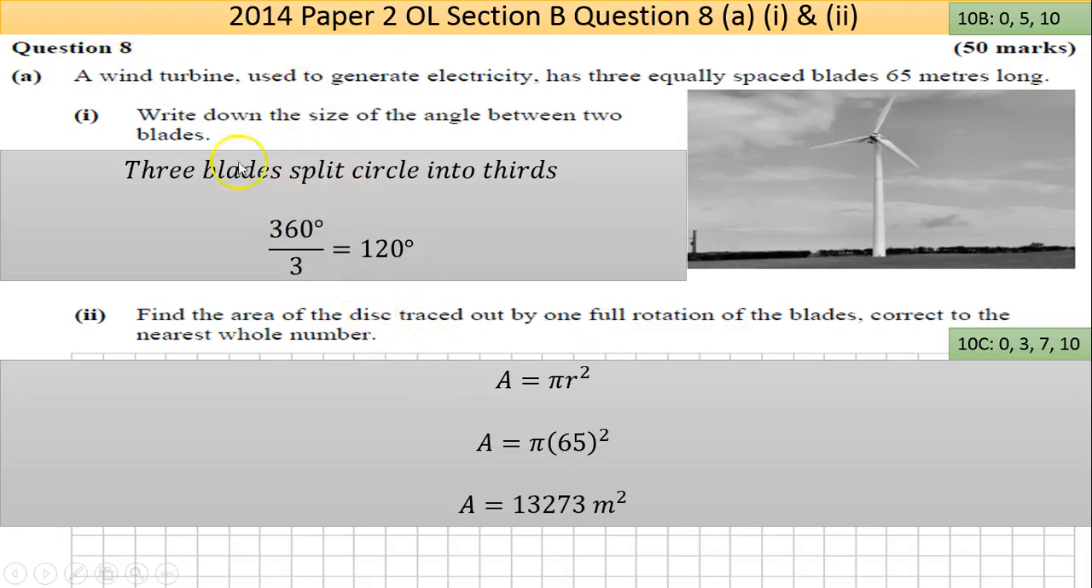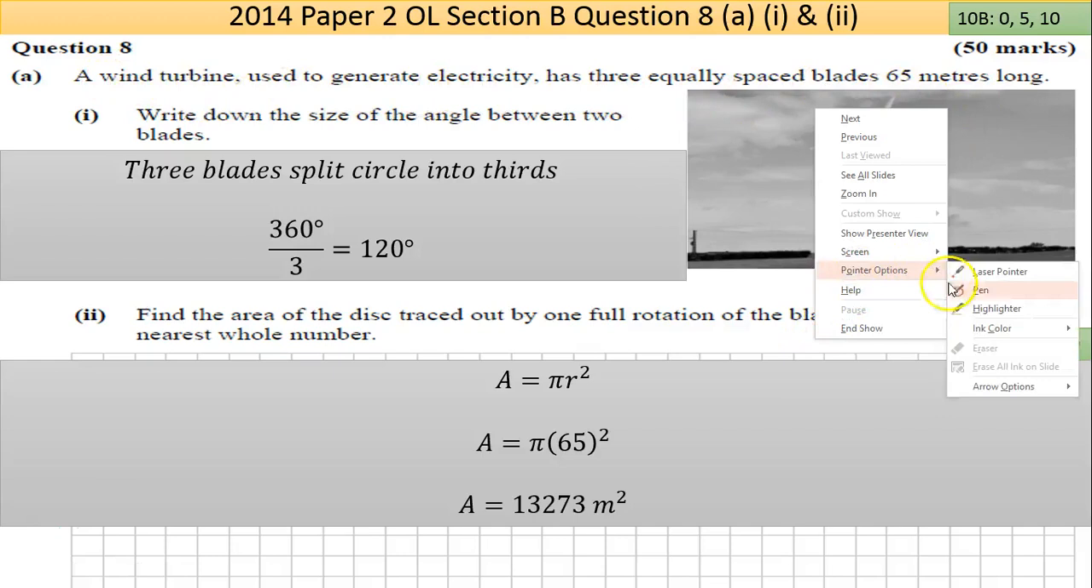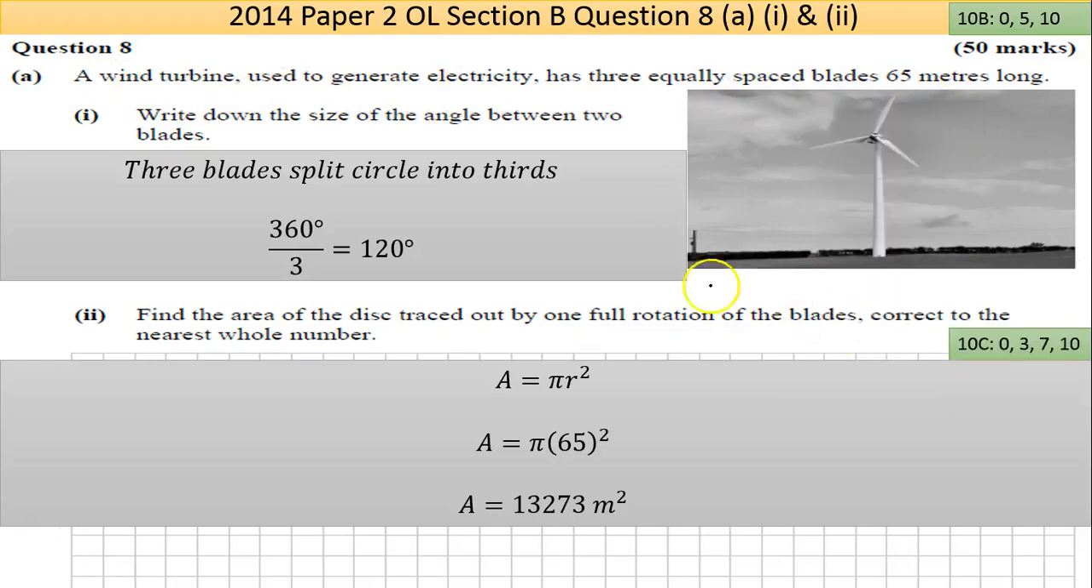And part A then: a wind turbine used to generate electricity has 3 equally spaced blades 65 meters long. Now, what can we glean from that before we even move on to part 1? It says equally spaced, so that angle and that angle will be 120 each, because there are 3 angles making up the 360, each angle is 120.